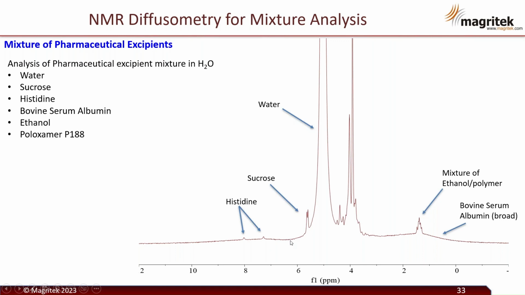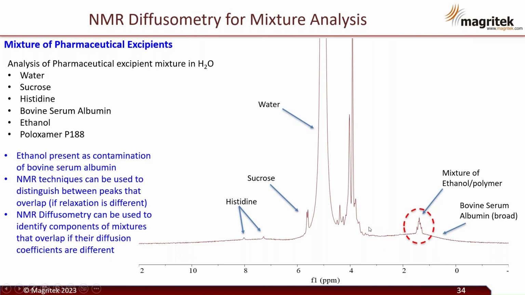We then have our protein within this excipient, which is bovine serum albumin. The reason we know that this is the protein signal is just because of how broad it is. It stretches over the entire region, which corresponds to how big and slow tumbling that protein is within solution. We also then have a mixture of ethanol and polymer. This polymer is added by us, it's P188. And one thing to note here is the ethanol actually comes from a contamination of our protein. And this contamination is present from the manufacturer.